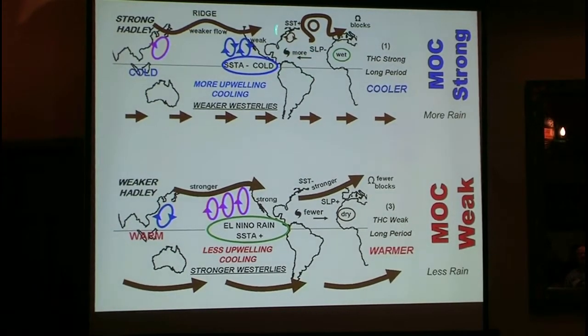But what happens when this MOC is strong? We tend to have more blocking patterns. The Atlantic has these more omega-type blocking patterns where you have more variation of weather here. And in general, the globe has, according to the reanalysis, more rain. Then we have these periods when the MOC is weaker, we have more zonal flow, we have less rain, and we have more El Niños in this period, less El Niños, hurricane activity is different, the whole thing.